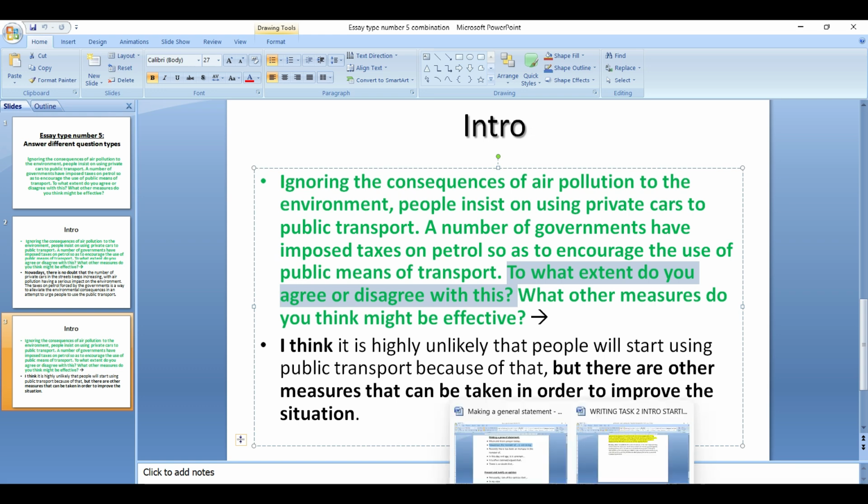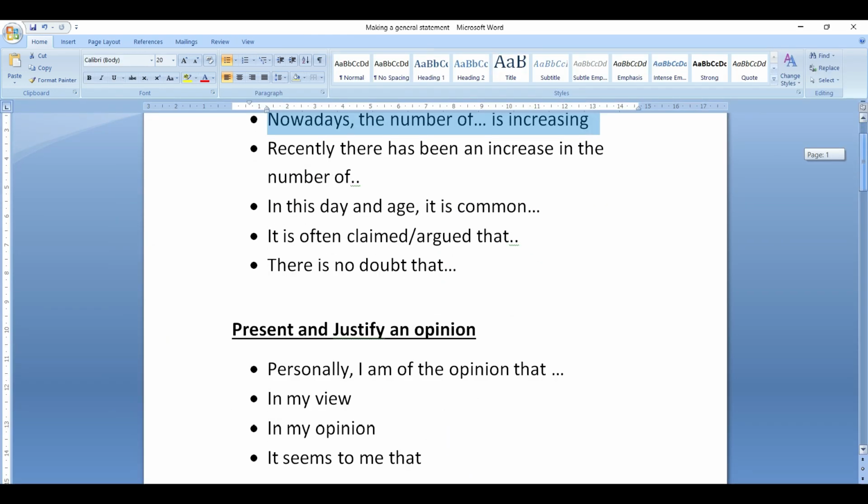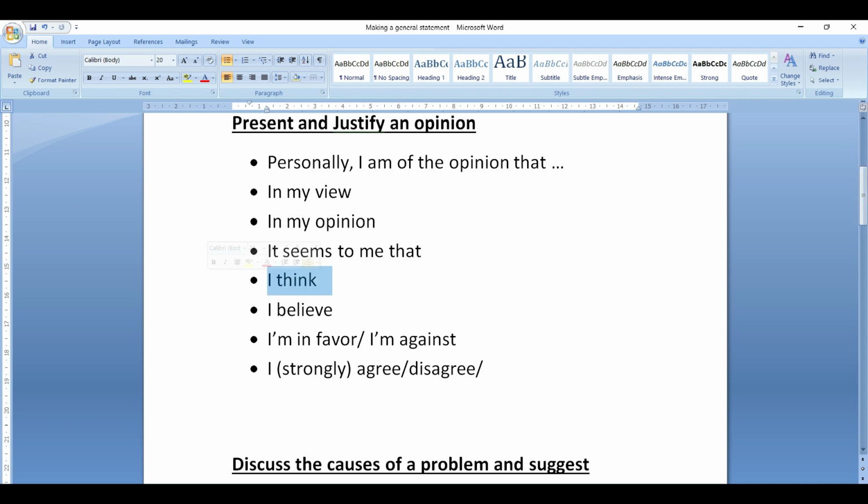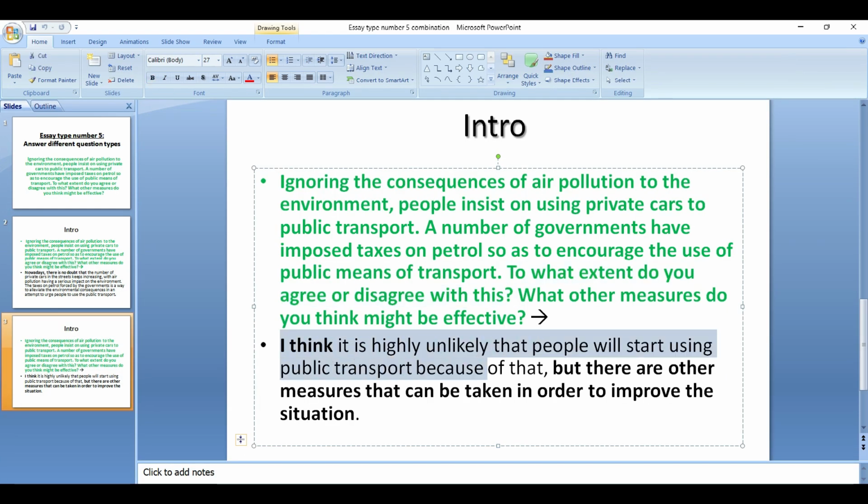So I just chose from these phrases that I've got over here, present and justify an opinion, I just chose: I think it is highly unlikely that people will start using public transport because of that. So I show that I don't really agree with the way the government tries to solve this problem, but there are other measures that can be taken in order to improve the situation. And I also argue that I will give some solutions throughout my essay as I am asked to do so by stating that in the introduction as well. So I also refer to this question over here. What other measures do you think might be effective?